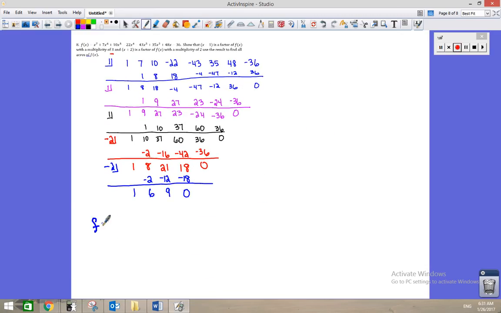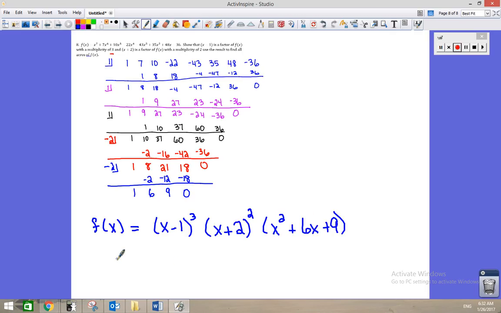Well, we have f of x. We had these 3 1s right there. In factored form, x minus 1. There's 3 of them, so that's of degree 3. We've got x plus 2, right here, these two. And this is x squared plus 6x plus 9. And that factors to x plus 3 squared. So we're finished.